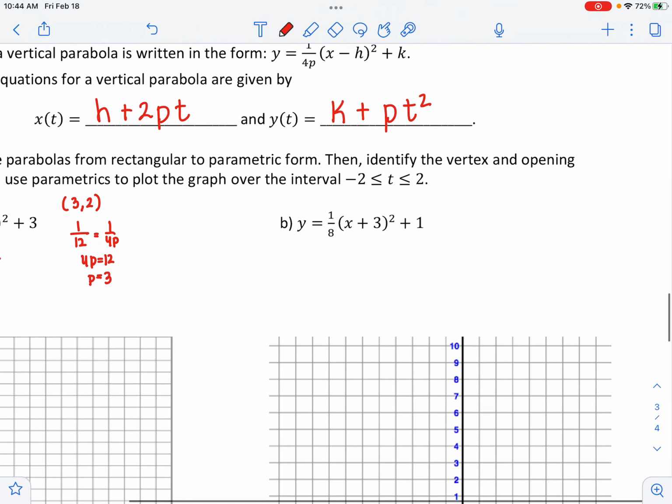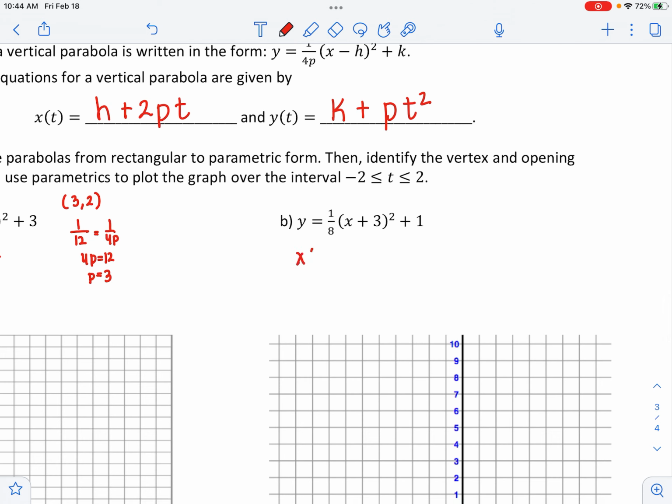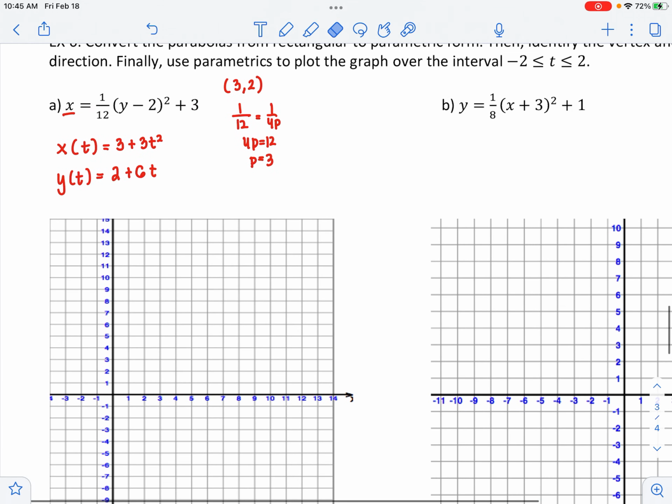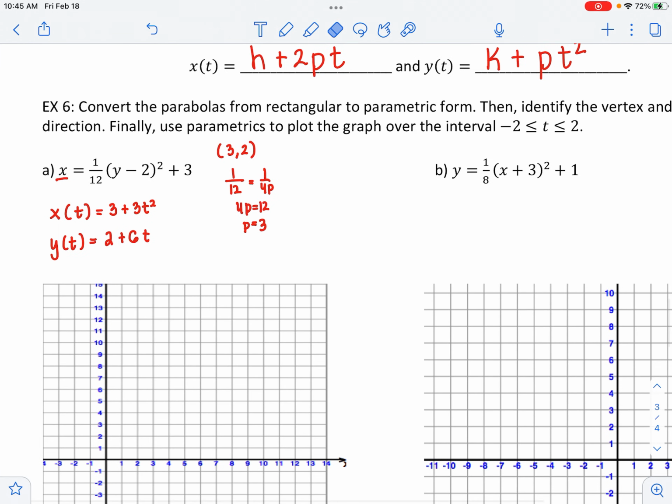When you are doing yours later, you're still going to do x of t equals and y of t equals. You're going to put h here and k here, but then you're going to put plus pt squared here and plus 2pt here. Okay, let's go back to the one that we're doing. Now we've got our parametric equation.